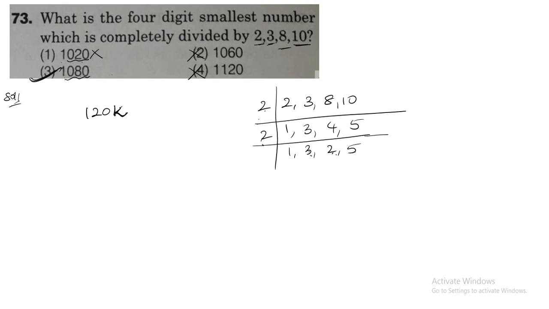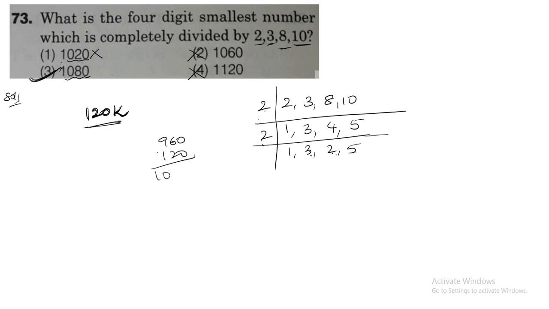That means the particular number will be of the form 120k. That means it is a multiple of 120. So among these, 1020 cannot be a multiple of 120. If I take multiples of 120, 12 8s are 96, so 128s are 960. After 960, I need to add one more 120.